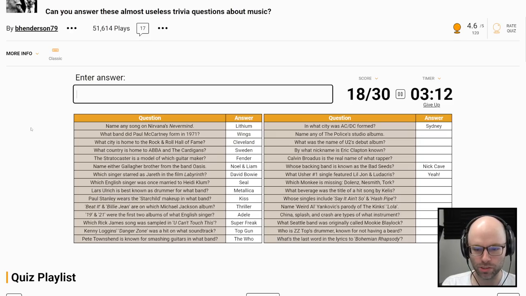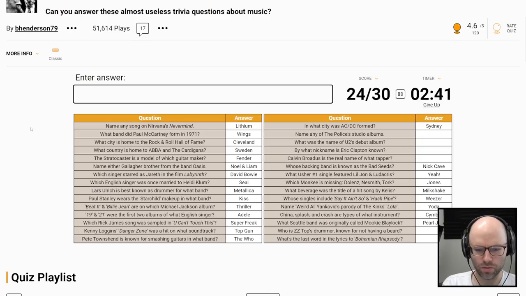Which monkey is missing? Dolan's, Nesmith, Torque. Jones. Which beverage was the title of a hit song by Kelis? Milkshake. Weezer sang Hash Pipe. Weird Al's parody of Lola is called Yoda. China, Splash, and Crash are all types of cymbals. Which Seattle band was originally called Mookie Blaylock? Pearl Jam. ZZ Top's drummer is Top.